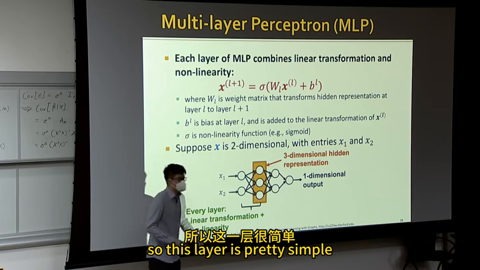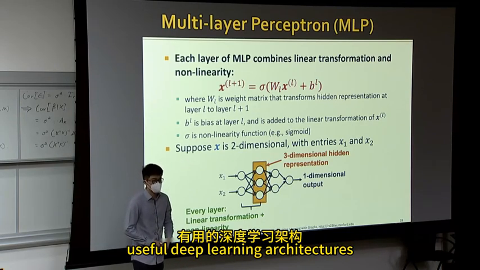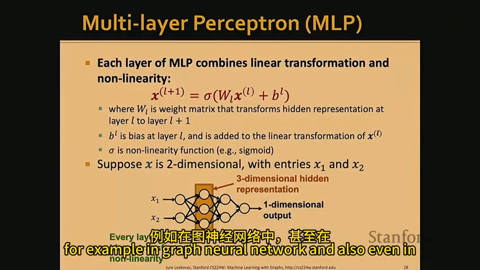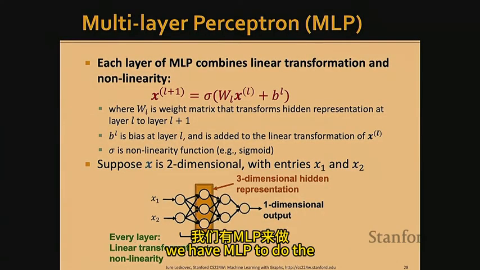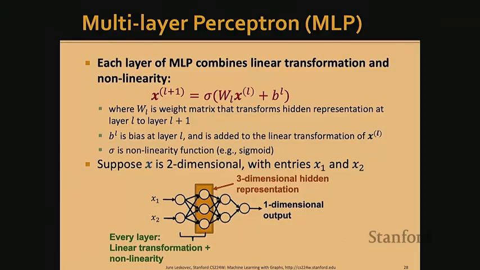So this layer is pretty simple, but it's really the building block for tons of useful deep learning architectures. For example, in graph neural network, and even in other domains like transformer, we have MLP to do the linear or nonlinear projections, etc.